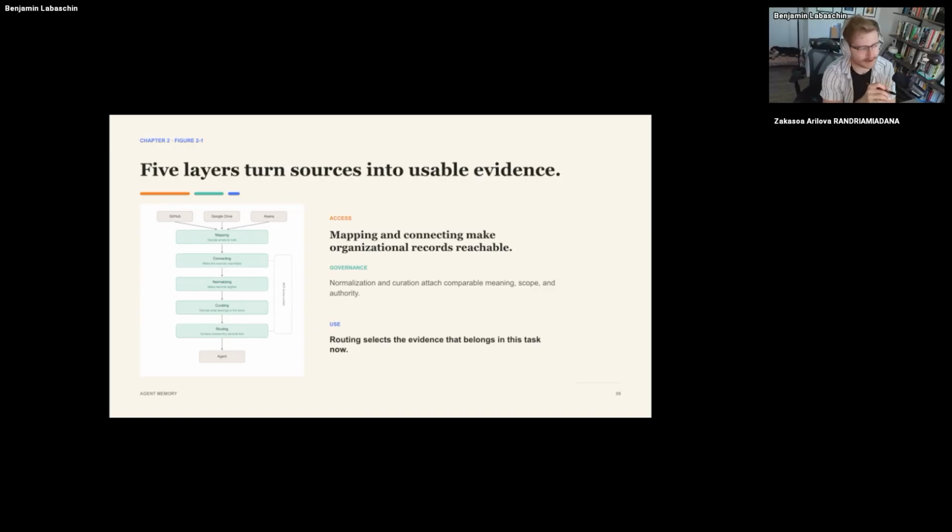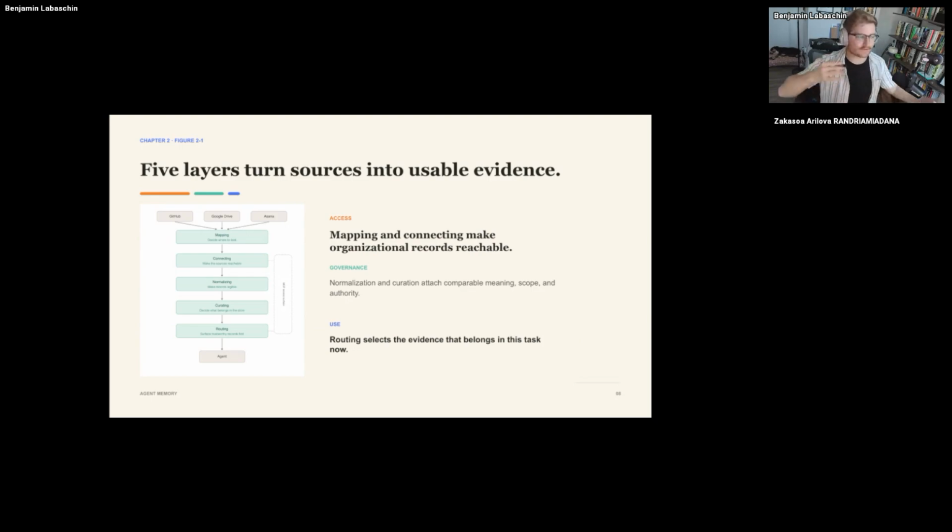Right? So here's an example figure of what that might look like. You've got, let's say, GitHub, Google Drive, and Asana. There are 5 stages that need to be gone through to start maintaining and retaining that information. That's a mapping for your agent, the connection for your agent, normalization, curation, and routing.